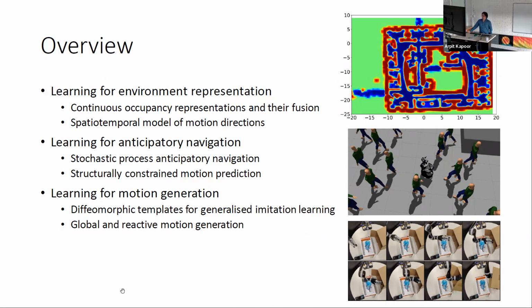The other problem is global and reactive motion generation. So this is similar to path planning. So planning a path and also getting controls. We'll talk about that in detail when we get there.